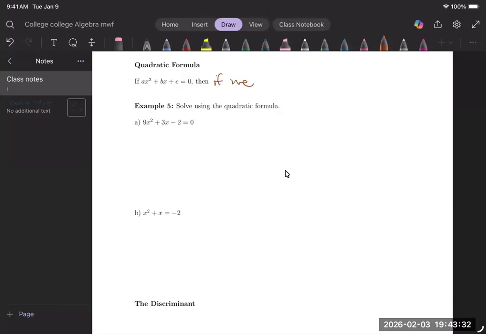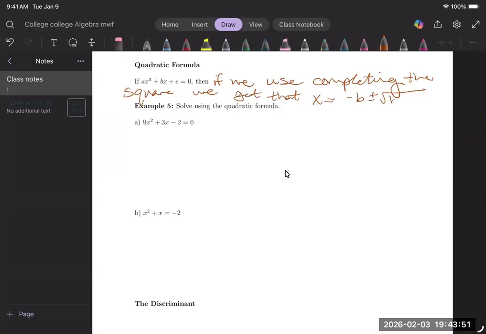if we use completing the square, we get that x is equal to negative b plus or minus the square root of b squared minus 4ac all over 2a. Make sure that looks like an AC there.